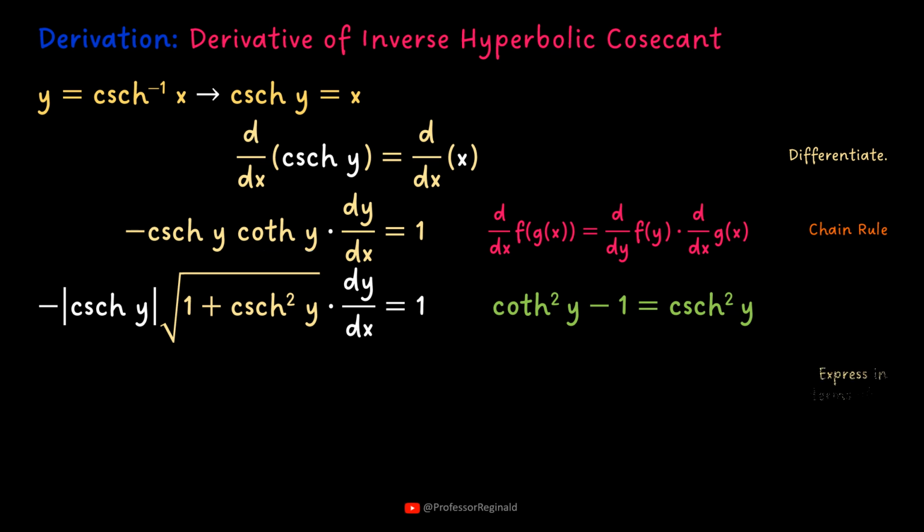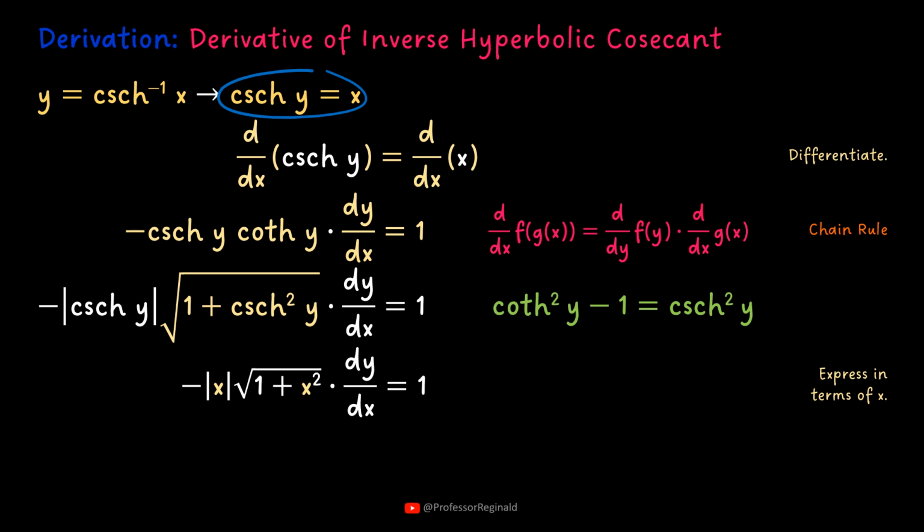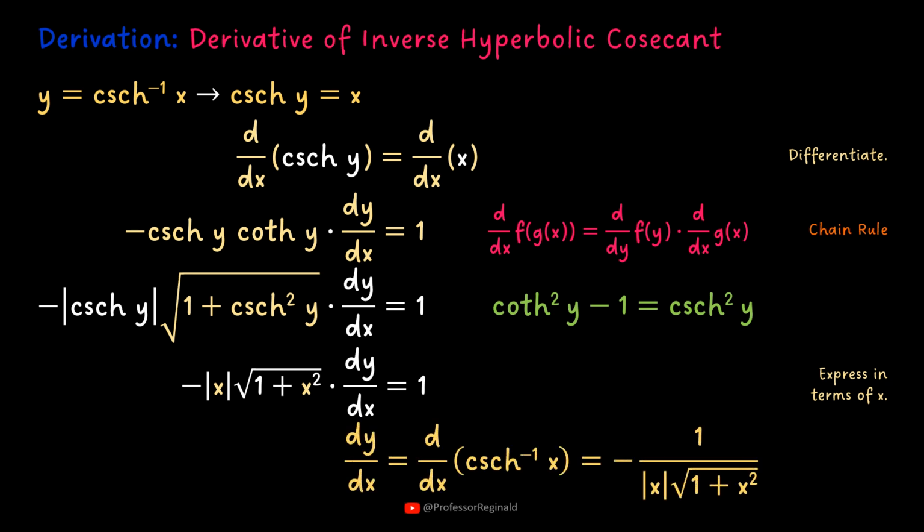Afterwards, express the equation in terms of x. Substitute x equals the hyperbolic cosecant of y. Divide both sides of the equation by the square root of quantity 1 plus x squared. Therefore, the derivative with respect to x of the inverse hyperbolic cosecant of x is equal to the negative of 1 all over the product of the absolute value of x and the square root of quantity 1 plus x squared.